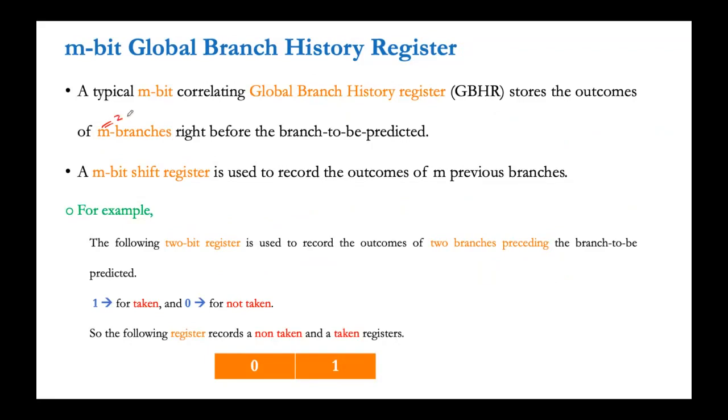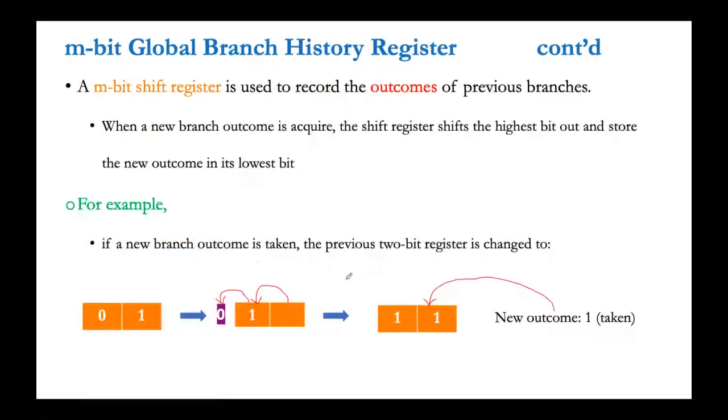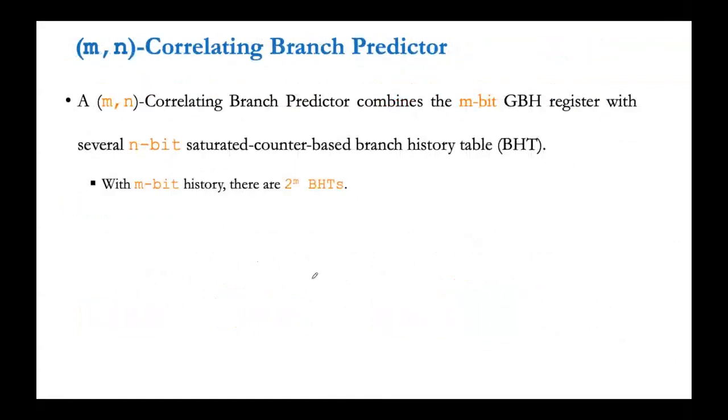Here we took m is equal to 2, so it takes 2 branches right before the branch to be predicted. Then an m-bit shift register is used to record the outcomes of the m previous branches. So this is what we have just observed in the example. This shift operation, a left shift, will be done.